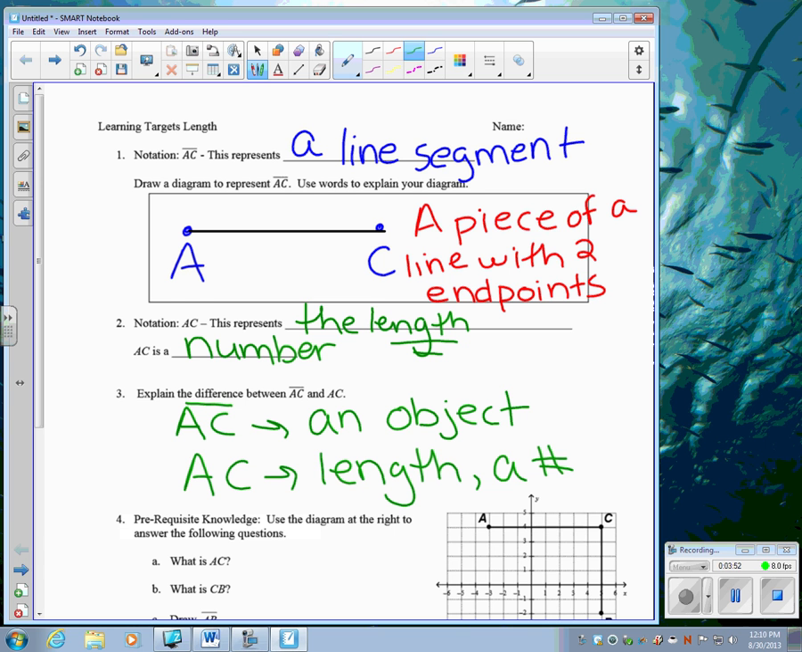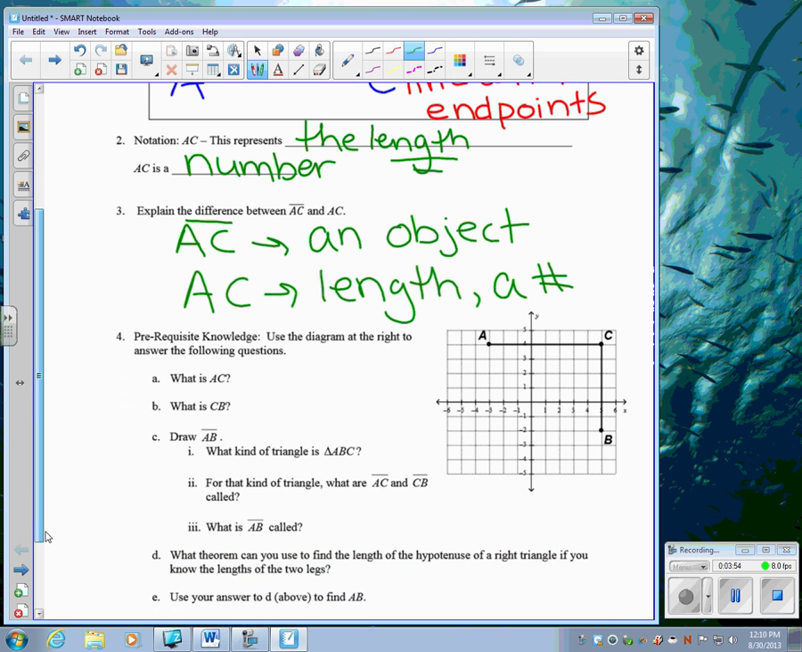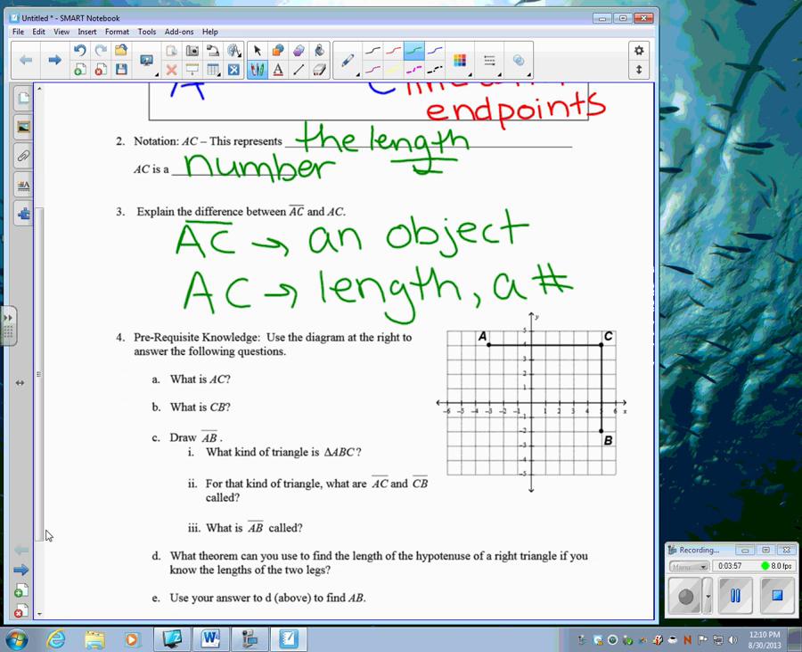All right, let's take a look at number 4. Prerequisite knowledge. Remember, prerequisite knowledge is things that you have learned in the past and we're trying to remember to help us with our new concepts. Our directions tell us to use the diagram at the right to answer the following questions. Question A says, what is AC? Now notice, it can look a little confusing, but there is no bar across the top. So since there is no bar, this question is really asking us, what is the length? Let's make a note of that so that we can help us later. What is the length of AC?